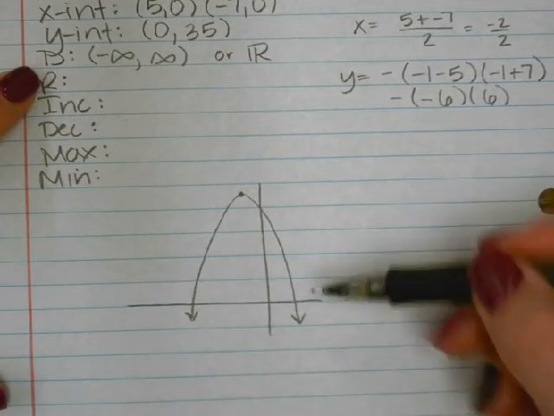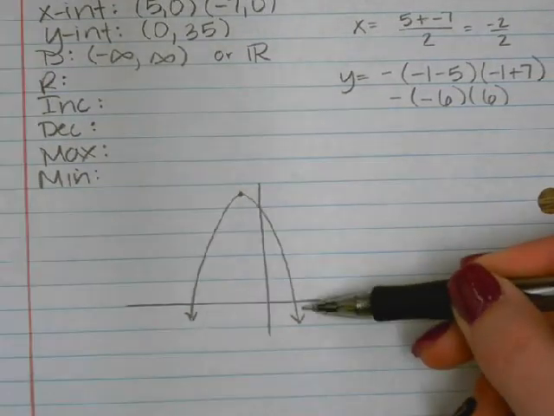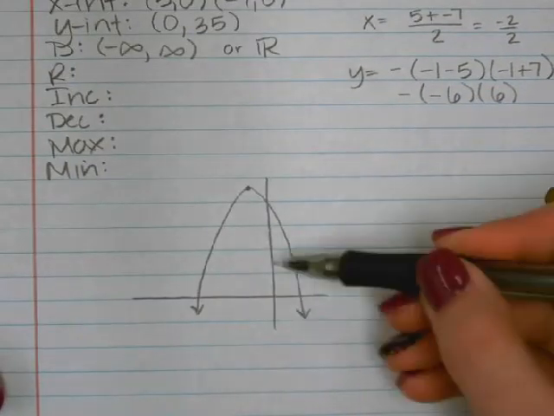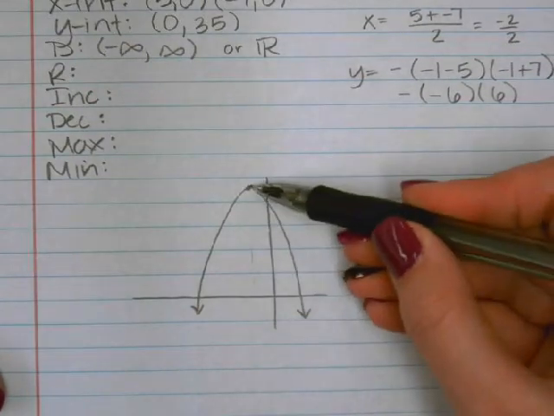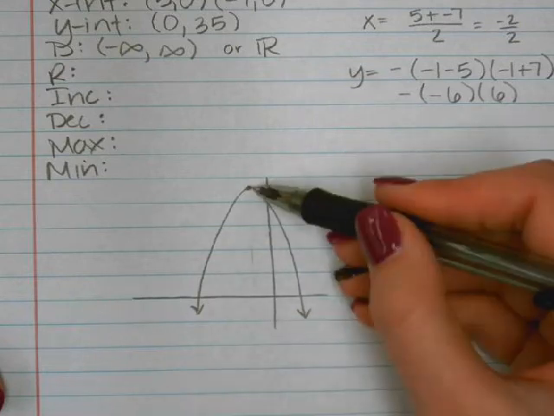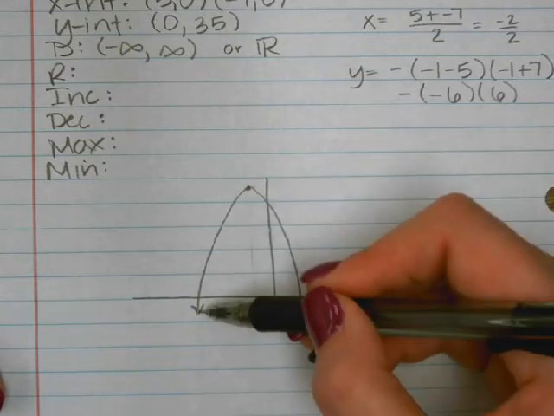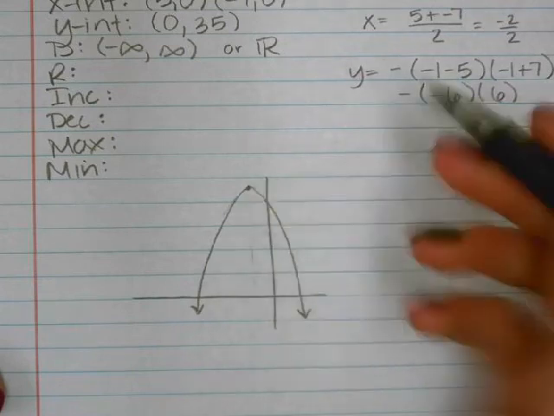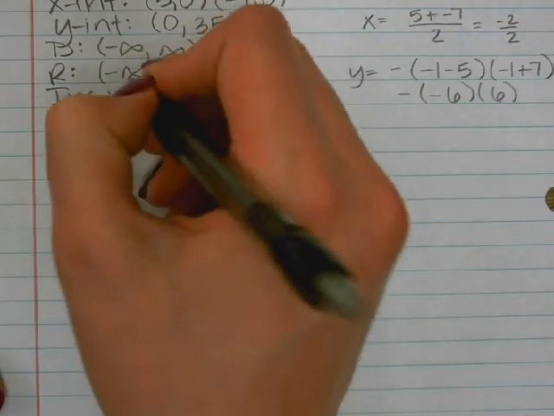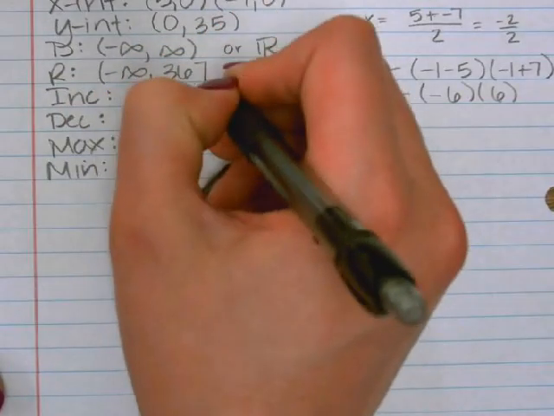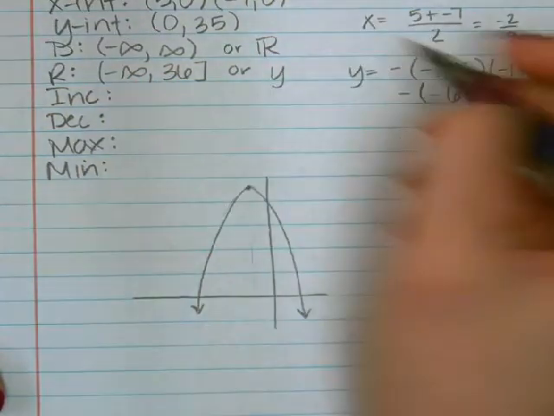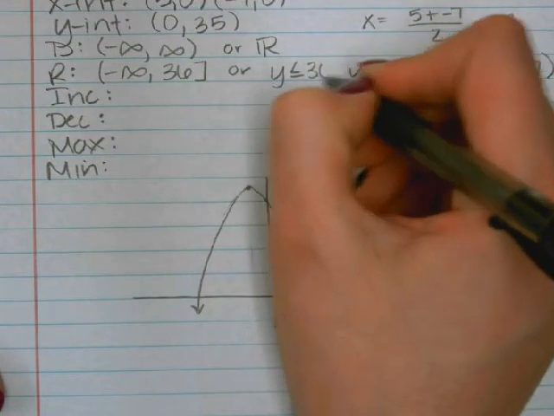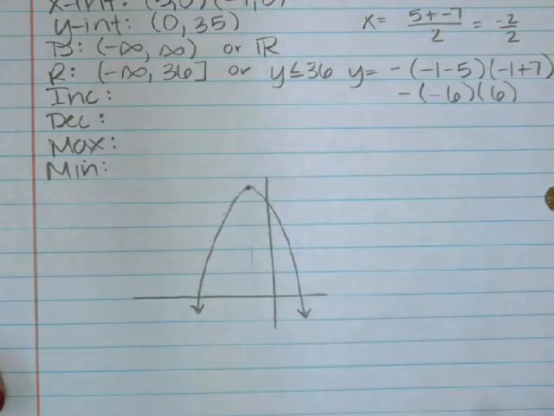For my range, I can see that I have all the negative y values down here, and then I have a lot of positive y values up here, and the very highest y value is up here at the vertex at 36. So my range goes from -infinity all the way up to +36. Or another way to say that is my range is that the y value has to be less than or equal to 36 for it to work for this.